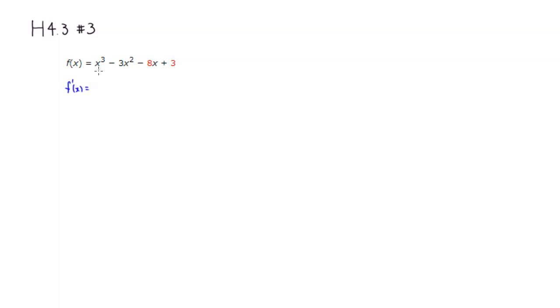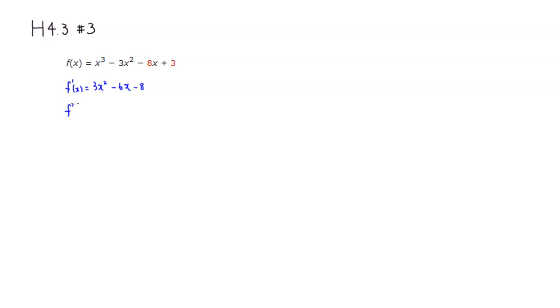So we have the derivative of x cubed is 3x squared. The derivative of negative 3x squared would be negative 6x. The derivative of negative 8x would be negative 8. And the derivative of 3 is 0. So that's the first derivative.